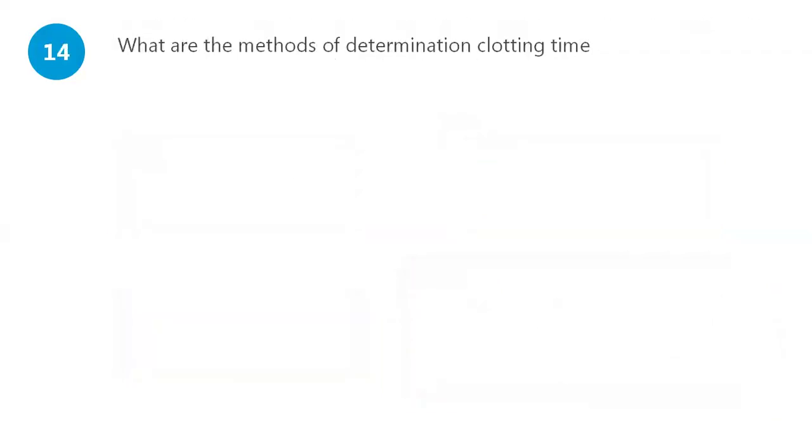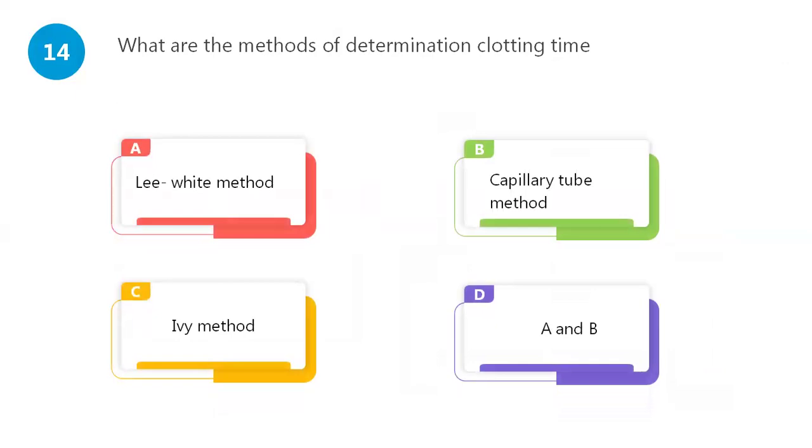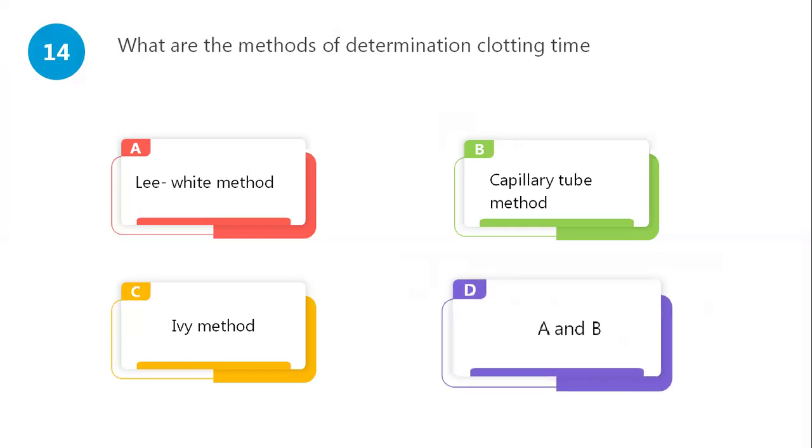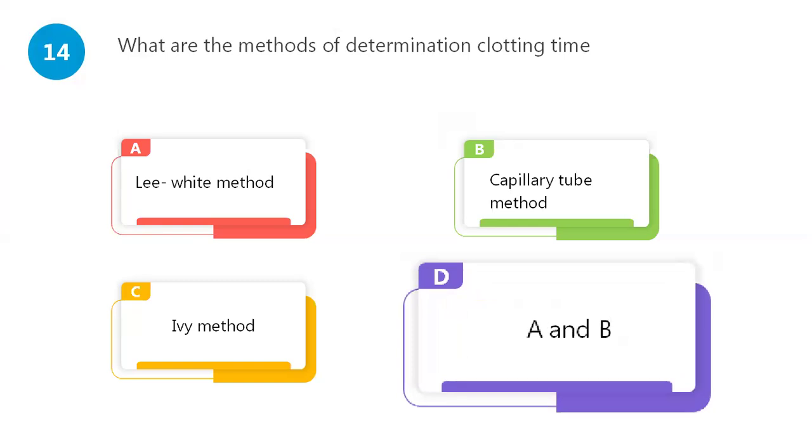Next question, what are the methods of determination of clotting time? Option A, Lee-White method. Option B, capillary tube method. Option C, Ivy method. And option D, A and B, that is Lee-White method and capillary tube method. Here the right answer is option D. These two methods help to determine the clotting time. And the other option, the Ivy method, helps to determine the bleeding time.